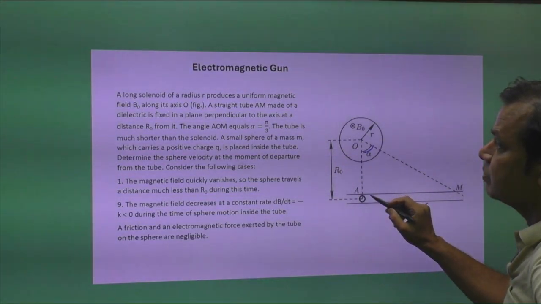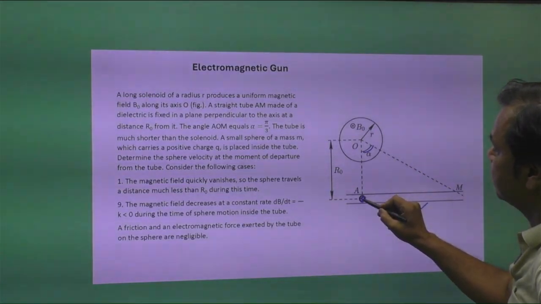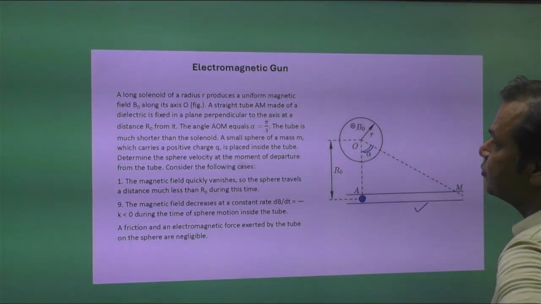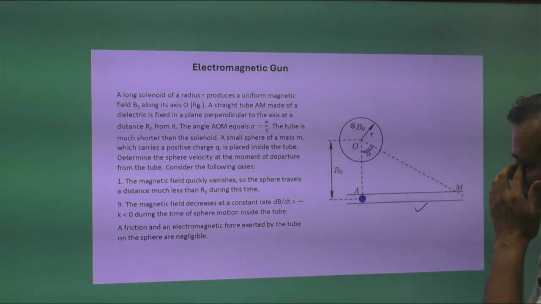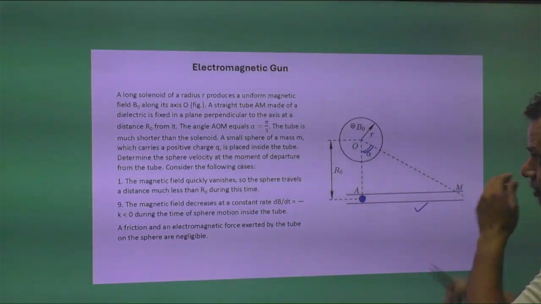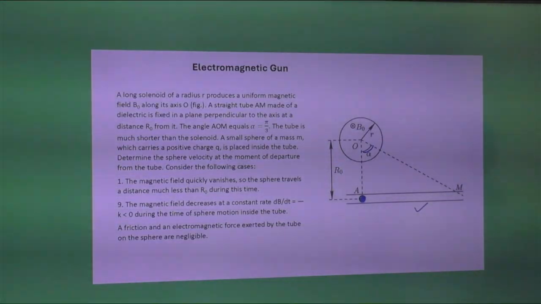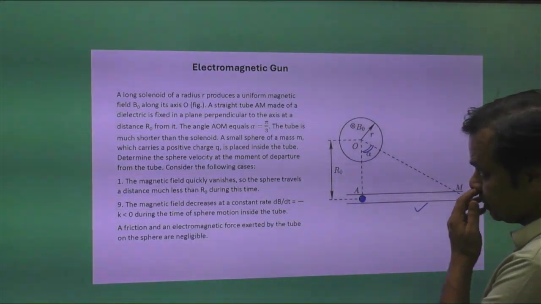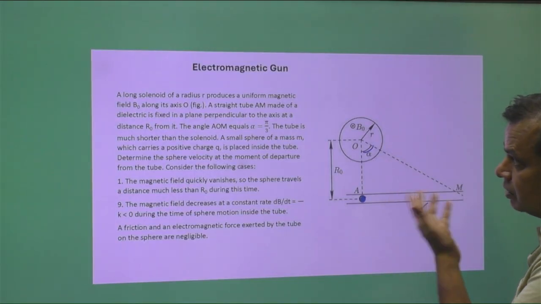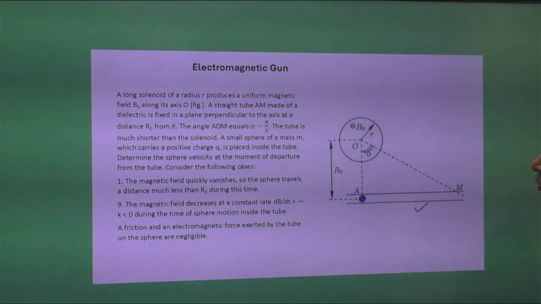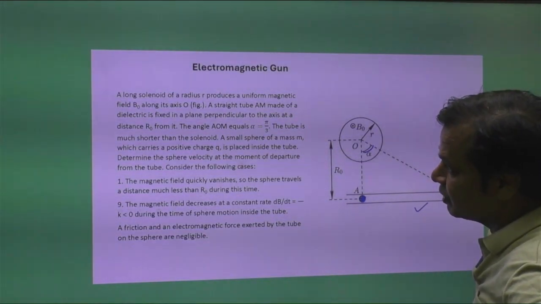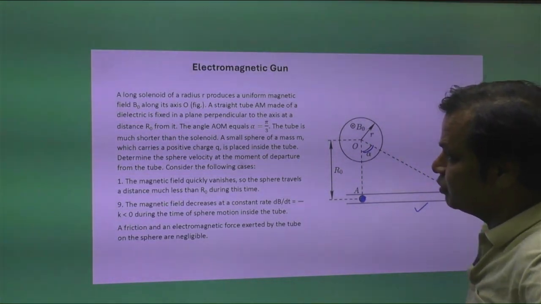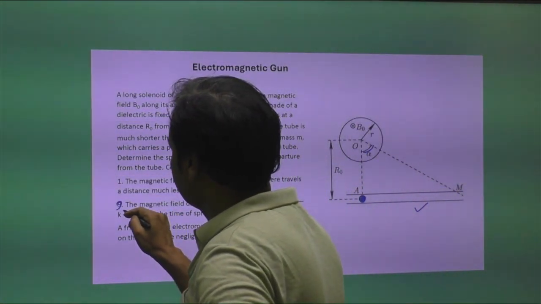A small sphere of mass m, which carries a positive charge q, is placed inside the tube. This is the barrel of the gun. Determine the sphere's velocity at the moment of departure from the tube. Consider the following cases. There are two problems: problem 1 and problem 2.